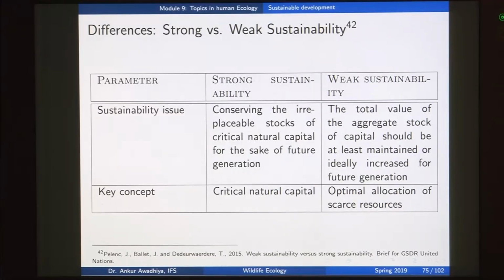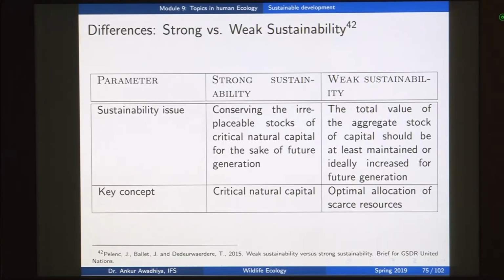Whereas weak sustainability would say that okay, conservation is not important; the total value of the aggregate stock of capital should be at least maintained or increased for the future generation. So, it is not important to conserve anything so long as you are manufacturing something. So, that is the weak sustainability argument.